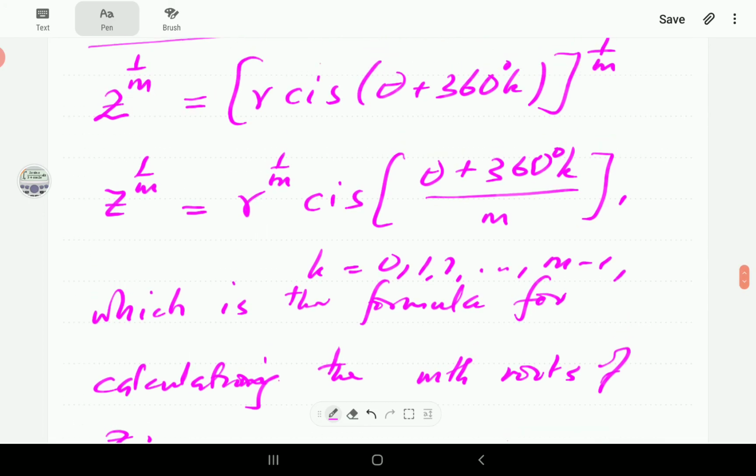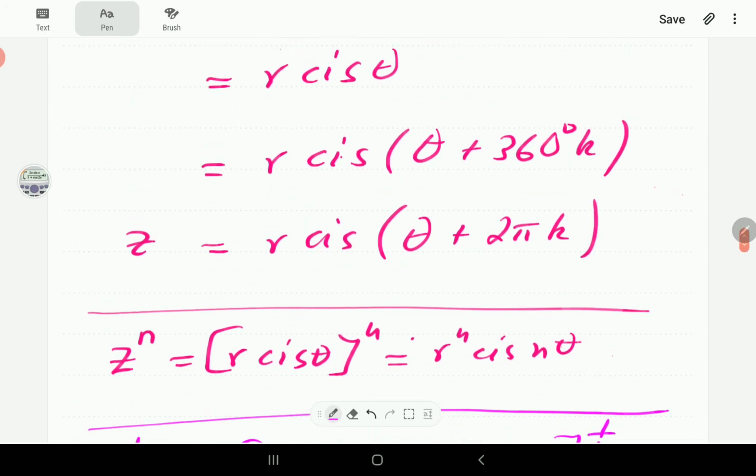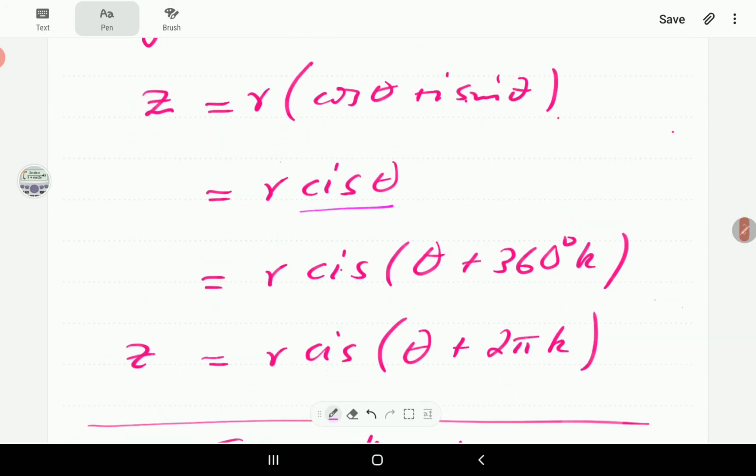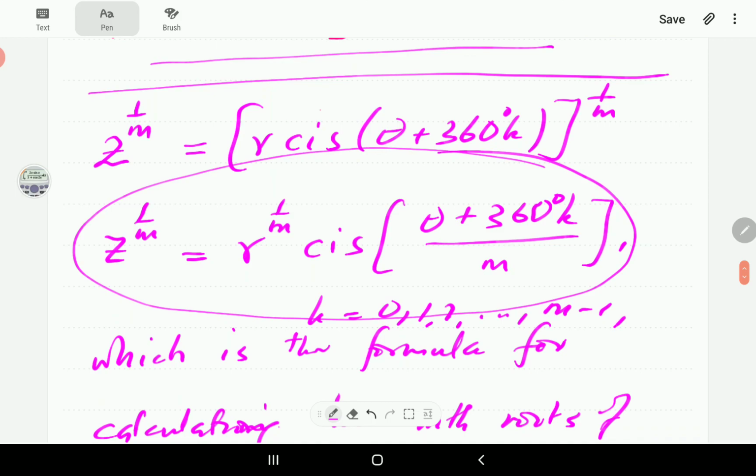What we wanted to do right now is just to introduce this formula, which is based on the fact that cis theta is the same as cis of theta plus 360k, and so you combine this with De Moivre's theorem, then you get this formula here. How can you use it to find roots of z? We're going to do that in the next video.